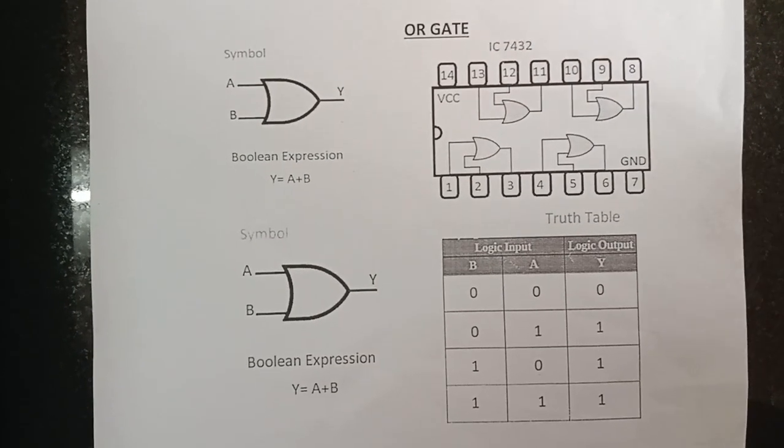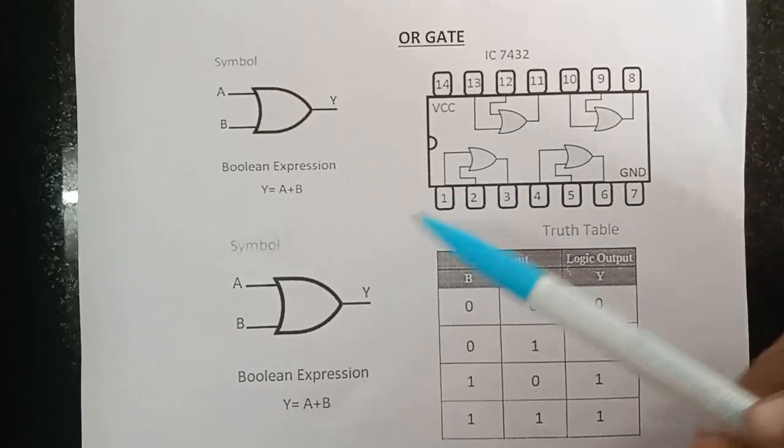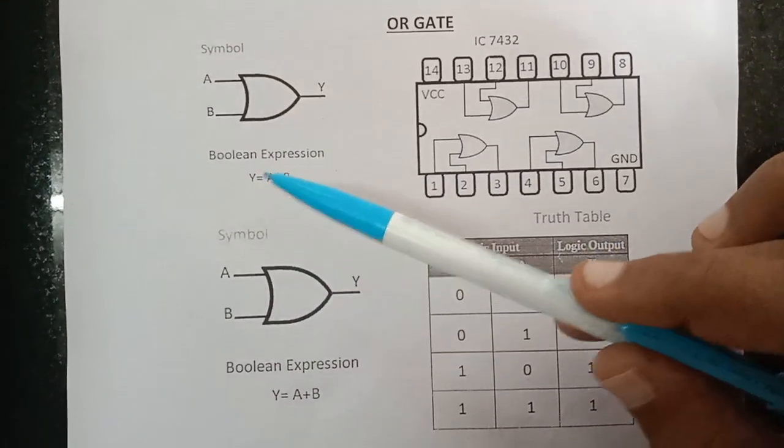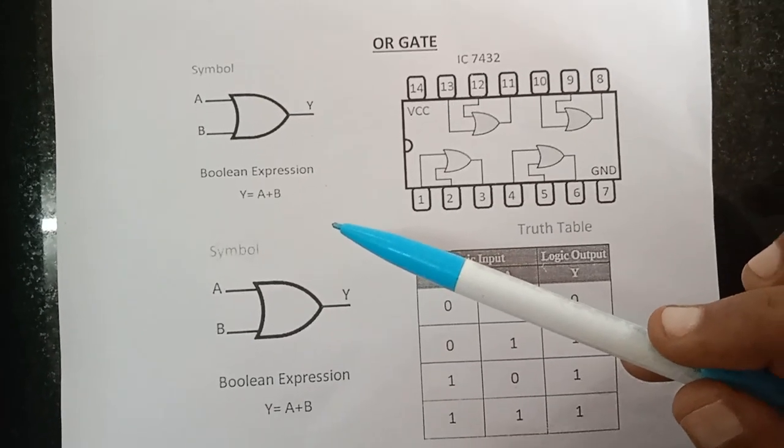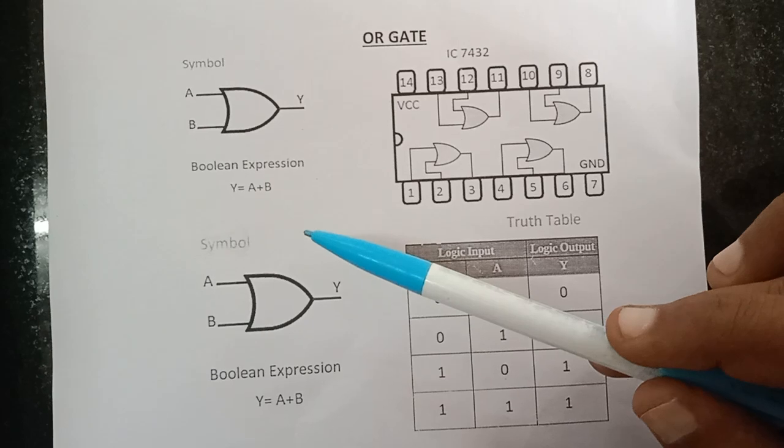So next gate is the OR gate. The OR gate has two inputs, A and B, and Y is the output. It performs the logical addition operation, Y equal to A plus B.